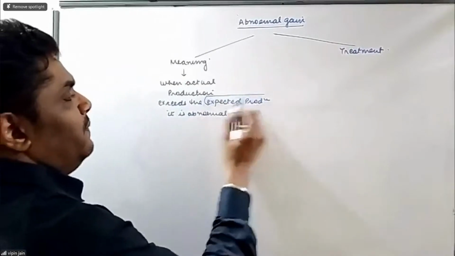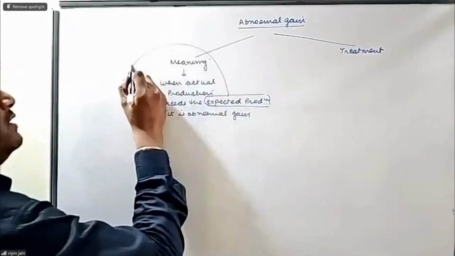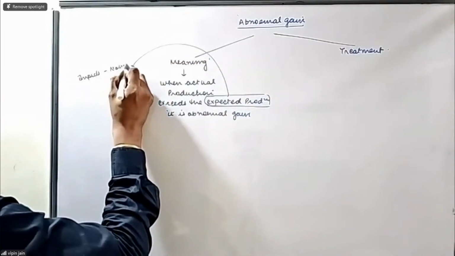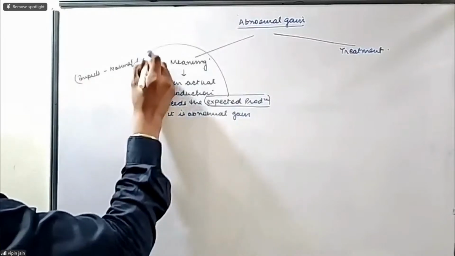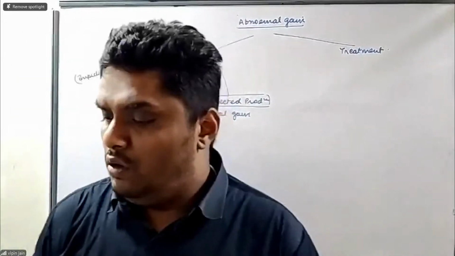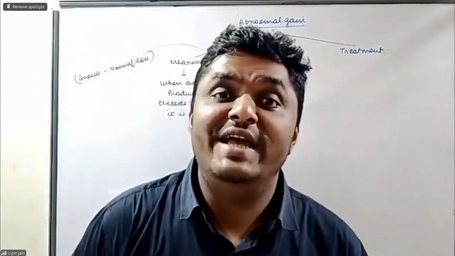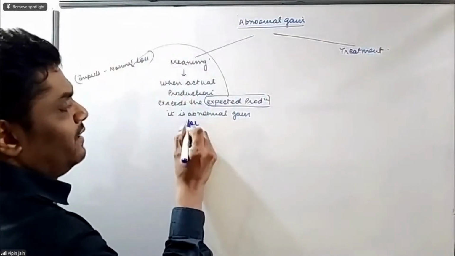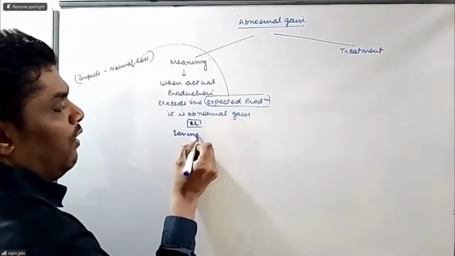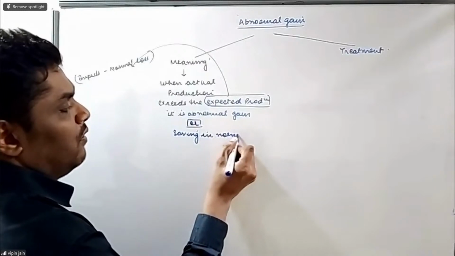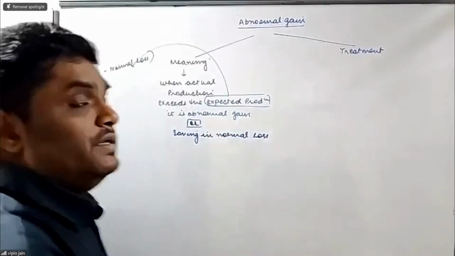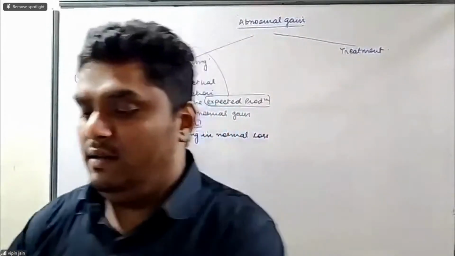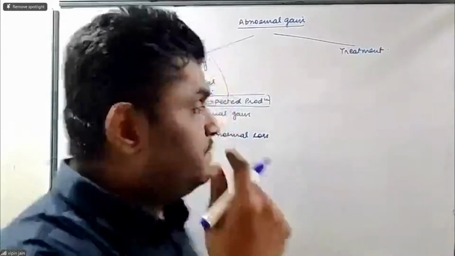When talking about expected production, I have already discussed what expected production is. That is inputs minus normal loss. So when the actual production exceeds the expected production, we call it abnormal gain. Or we can alternatively say that it is a saving in normal loss. एक तरह से जो हमारा नॉर्मल लॉस है वो कम हुआ. This is what we call abnormal gain.